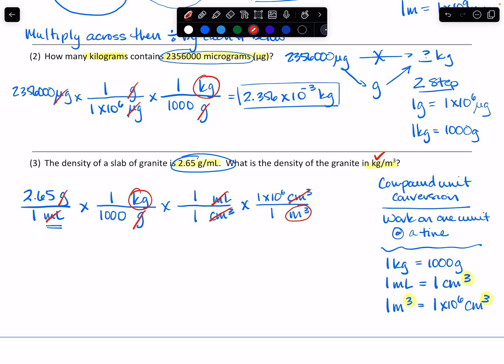So the only units left are kilograms per meter cubed, which is what the problem asked for. So now I'm just going to multiply across the top, and then I'm going to divide by what's on the bottom, and you should get 2,650 kilograms per meter cubed as your answer.